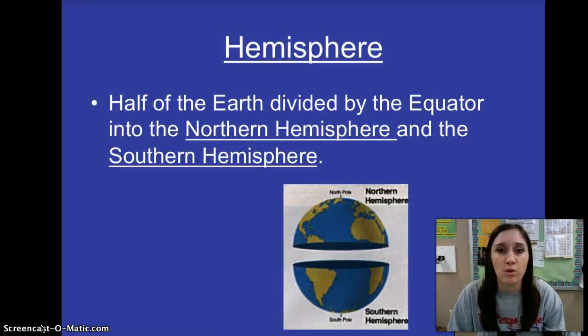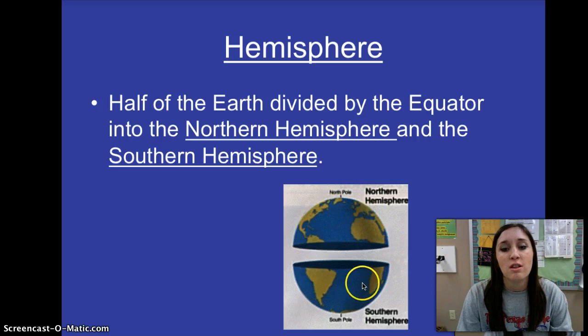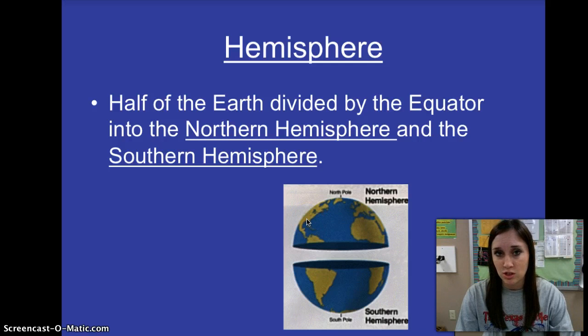When you're looking at the Earth, it is divided by the equator, which is in the center. A hemisphere is where it divides, so it's half of the Earth. The top is the northern hemisphere. The bottom is the southern hemisphere. We are located in the northern hemisphere, so we're over here. When you talk about seasons, you need to think, okay, we're in the northern hemisphere. That will help you when determining what season it is in the southern hemisphere.